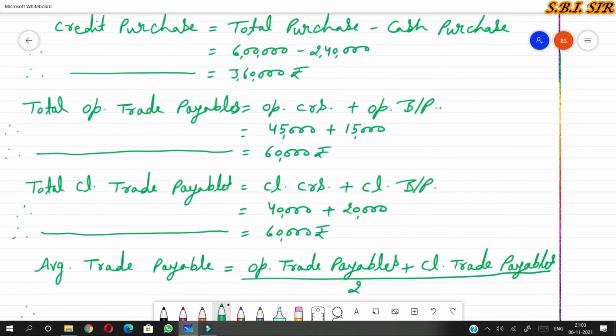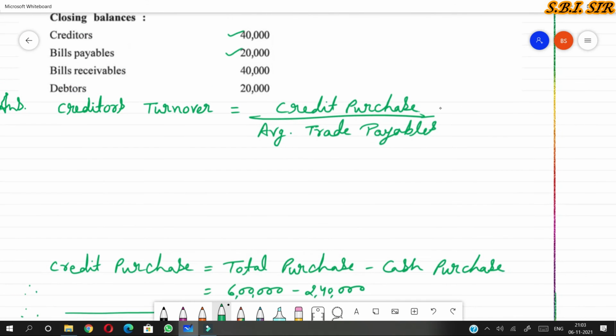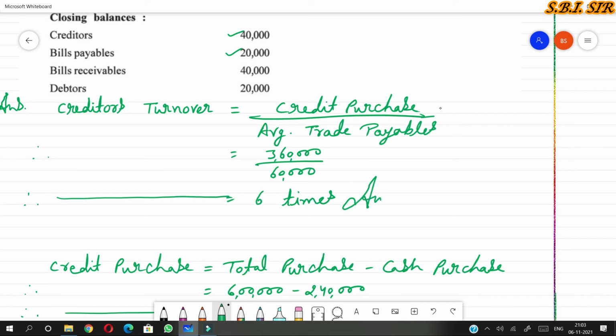Then we will put the values in the formula. Credit purchase 3,60,000 divided by average trade payables 60,000. 3,60,000 divided by 60,000, we will get 6 times. This is the answer of creditors turnover.